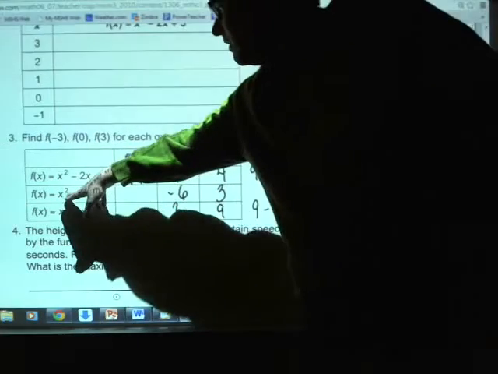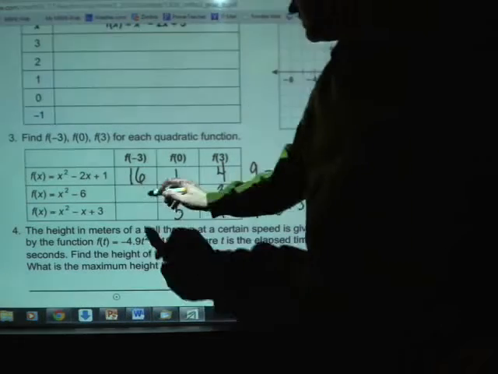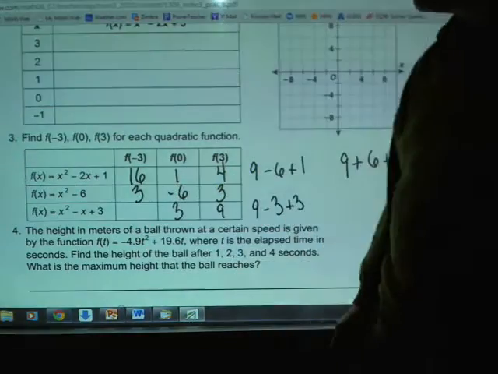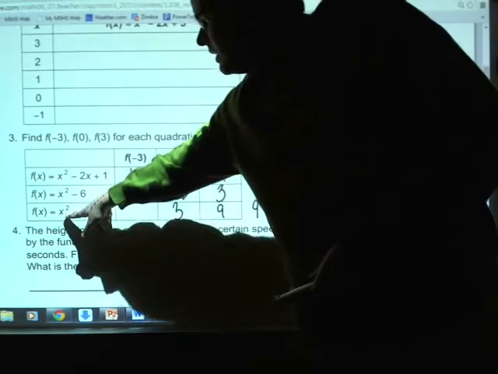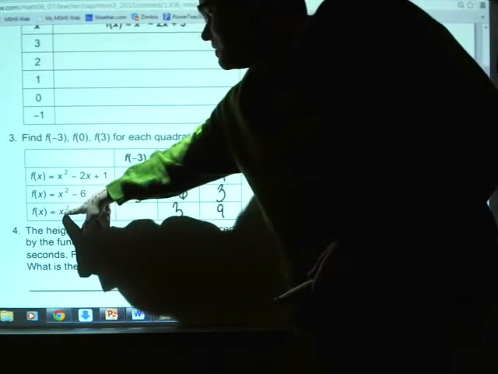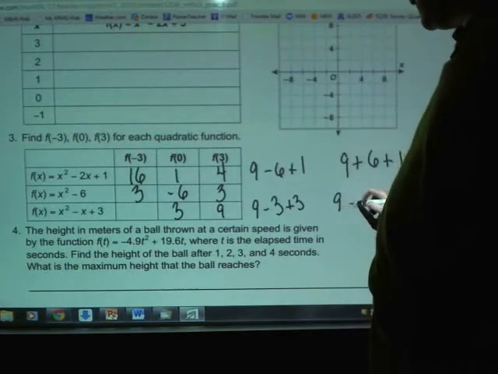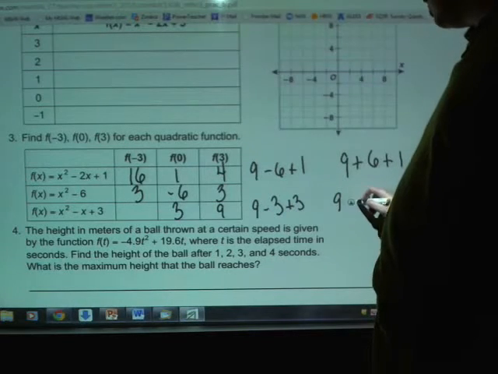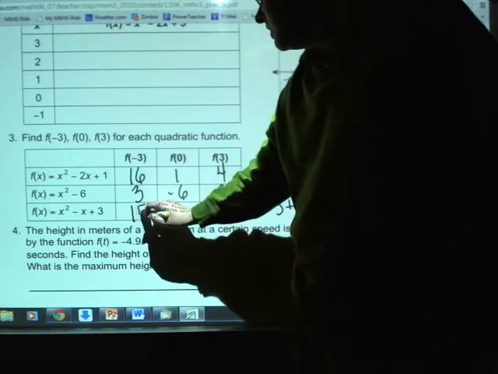Negative 3 squared, negative 3 times negative 3 is positive 9. 9 minus 6 is 3. Last one, negative 3 in for x. Negative 3 squared, negative 3 times negative 3 is 9, minus negative 3, which is the same as plus 3. It's going to give me 12, plus a 3 at the end gives me 15.